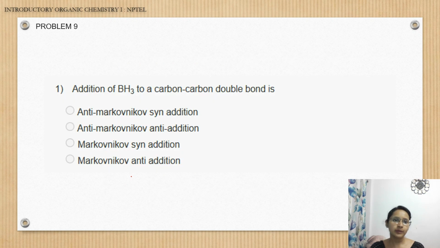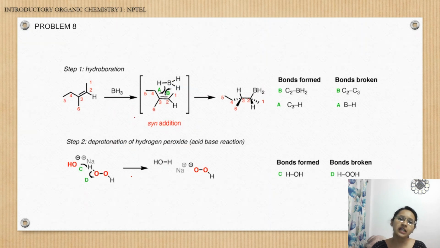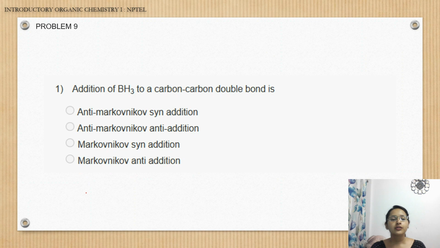I'm moving forward to problem number 9. Here they are asking: addition of BH3 to a carbon-carbon double bond is anti-Markovnikov syn addition, anti-Markovnikov anti-addition, Markovnikov syn addition, or Markovnikov anti-addition. Addition of BH3 to a carbon-carbon double bond is the hydroboration reaction which we have talked about. I have told you it is a syn addition. So wherever you find the word anti, just eliminate that option because it is not an anti addition, it is a syn addition.